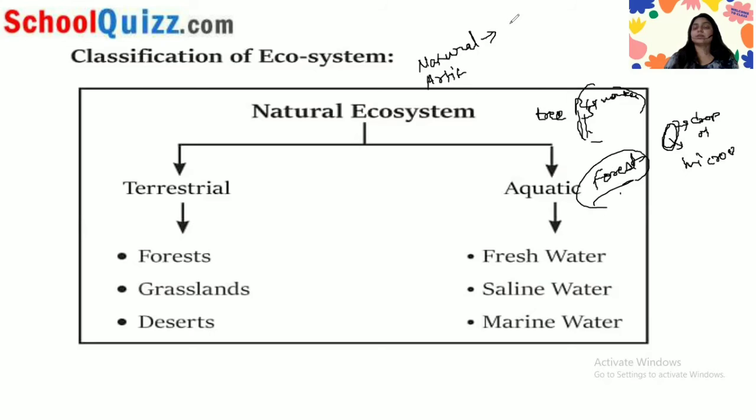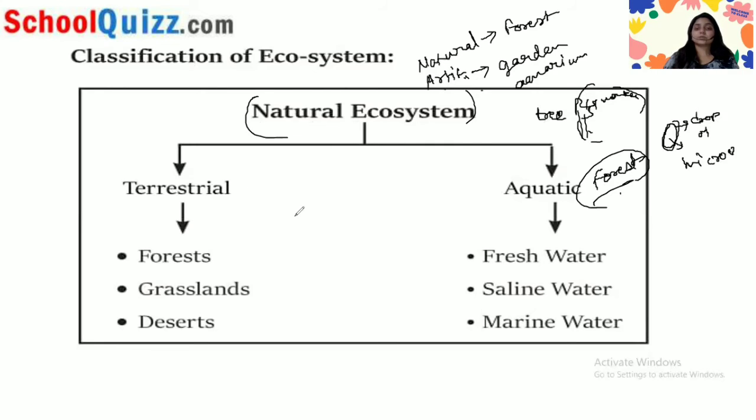Okay. So what is the natural ecosystem? It is provided by nature. That is the forest. And what is the artificial ecosystem? It is a human-made ecosystem, like the garden or the aquarium. So these are the natural and the artificial ecosystem.